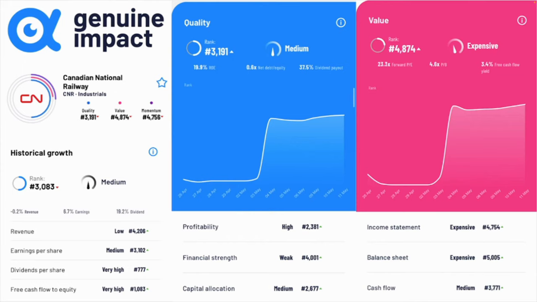Now let's have a look at the general impact stats for CNR, Canadian National Railway, and we'll look at the quality metrics first. It's coming up as medium on GI, profitability high, financial strength weak, capital allocation medium. So a bit of a mixed bag here. Value-wise, looking expensive, I would agree, and you'll see in a bit why. Income statement expensive, balance sheet expensive, cash flow medium. When genuine impact says it's expensive, it's time to take note in my view. Historical growth medium. Yeah, not much growth going on here.